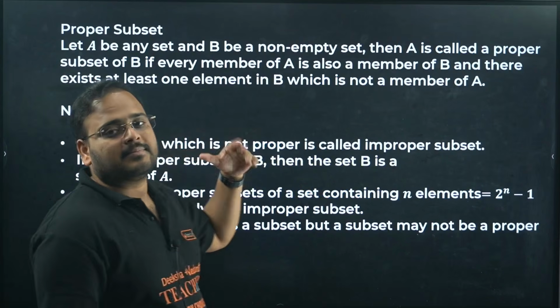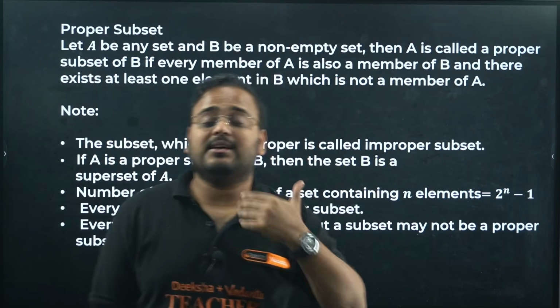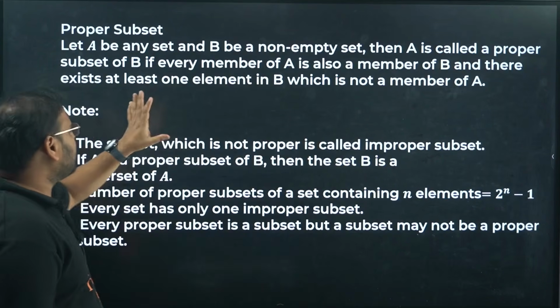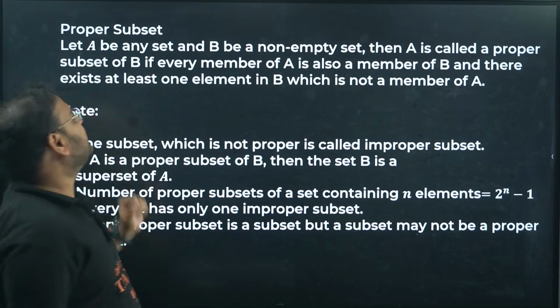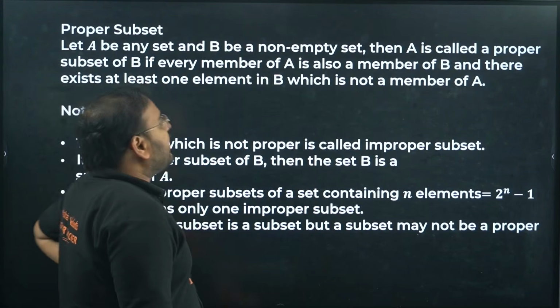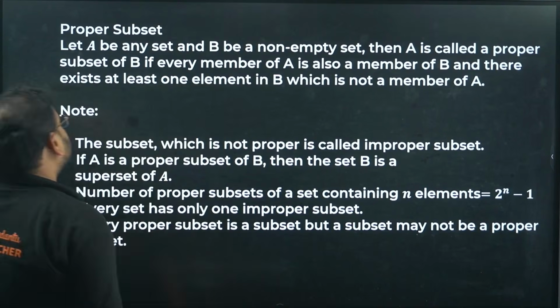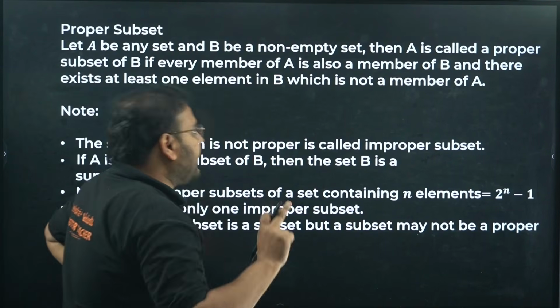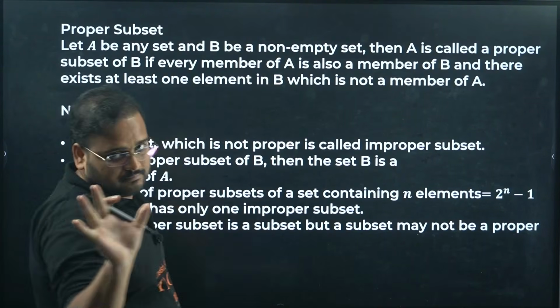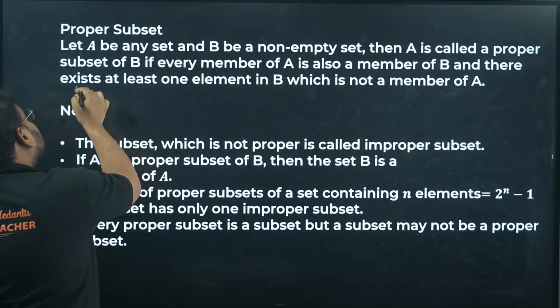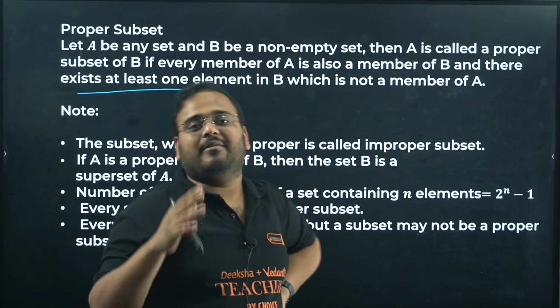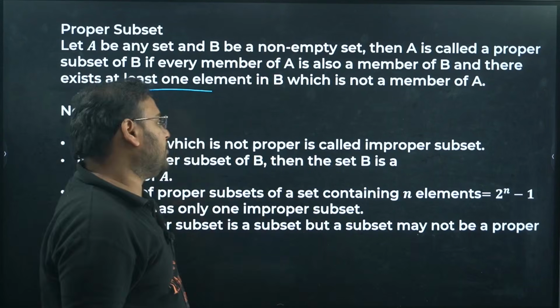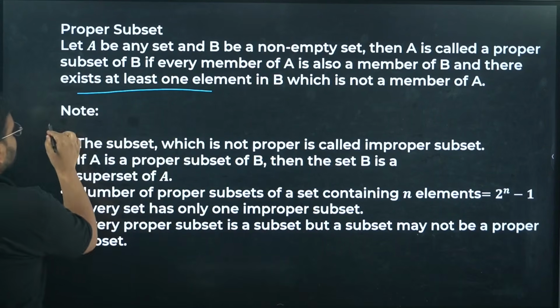You can go ahead and understand this again by reading the statements. I'll help you, don't worry. Let A be any set, and B be a non-empty set, then A is called a proper subset if every member of A is also a member of B. That is the first thing. But there exists at least one element in B which is not a member of A, means something extra is present.